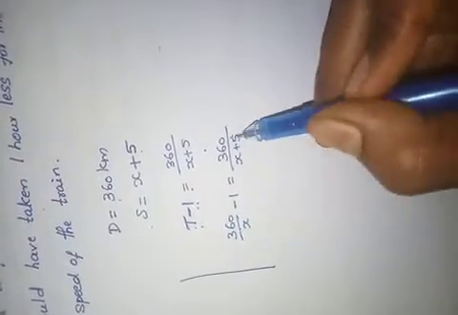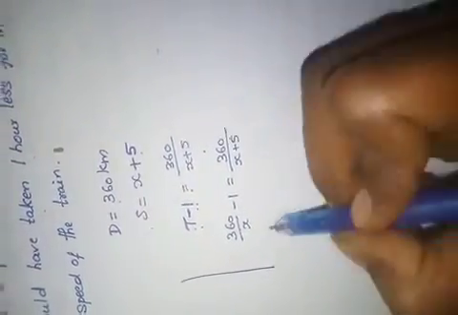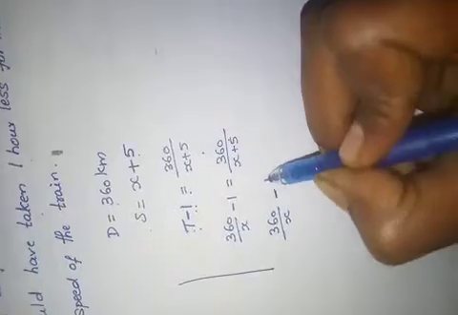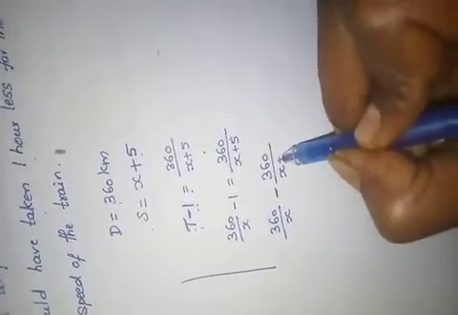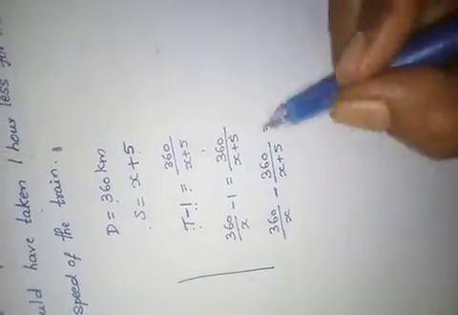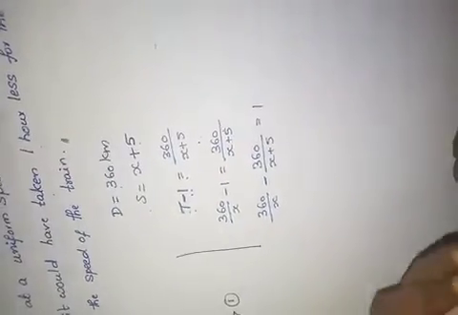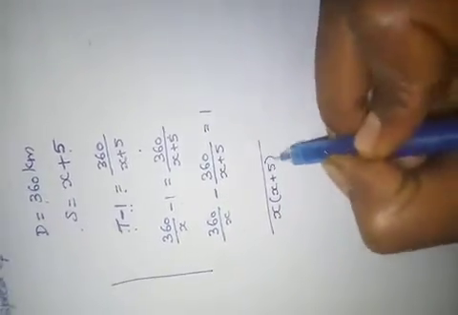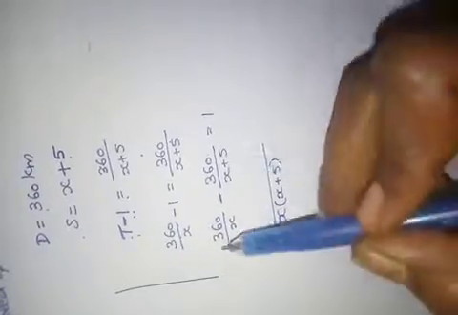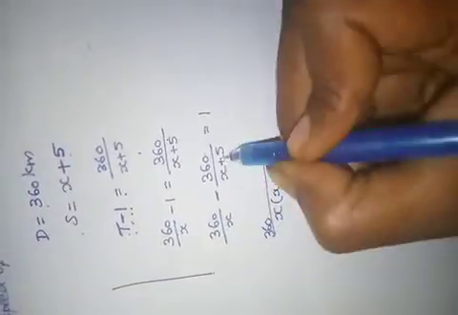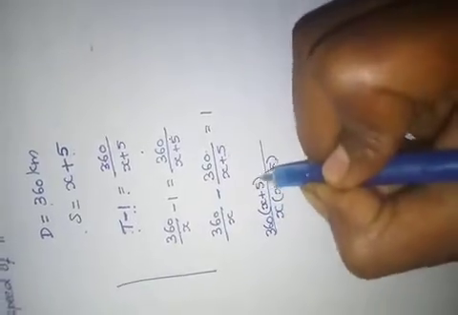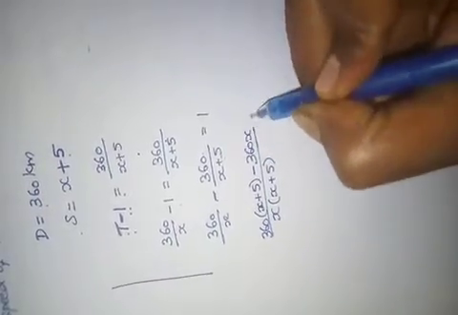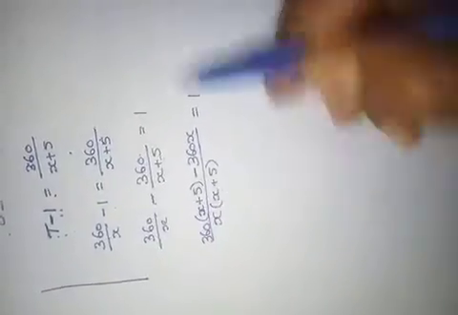Both are 360, no? Send this to this side and this to that side. 360 by x, if I send this to this side, minus 360 by x plus 5 equals minus 1, to that side, plus 1. Now take LCM, x into x plus 5. Cross multiplication: 360 into x plus 5 minus 360 into x equals 1.